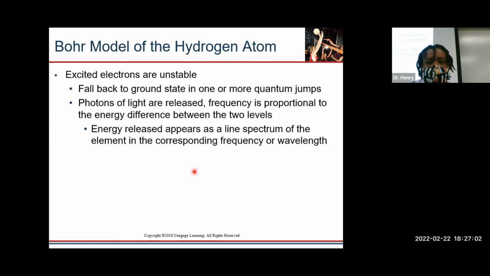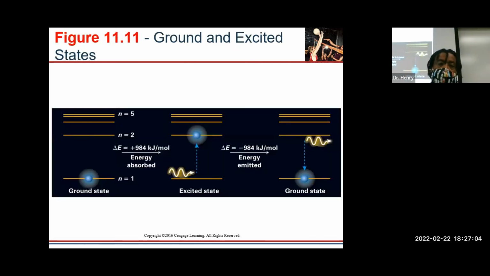So this is basically showing that. This is our electronic ground state. We get it all excited. It absorbs that energy, pops up to the next energy level, and then stays there for a little bit. Then it drops back down. It has to go back to the ground state.